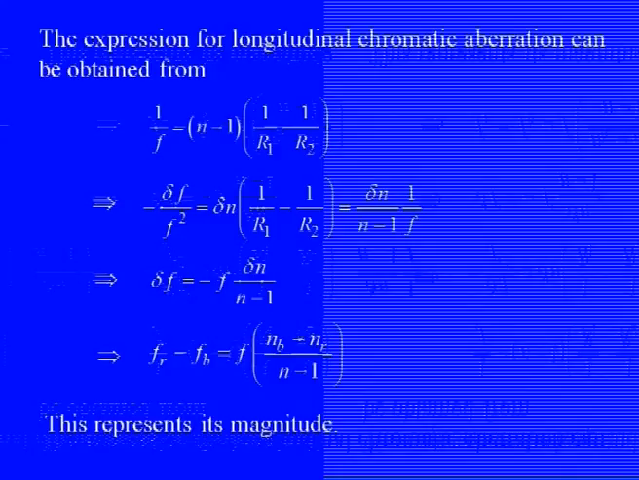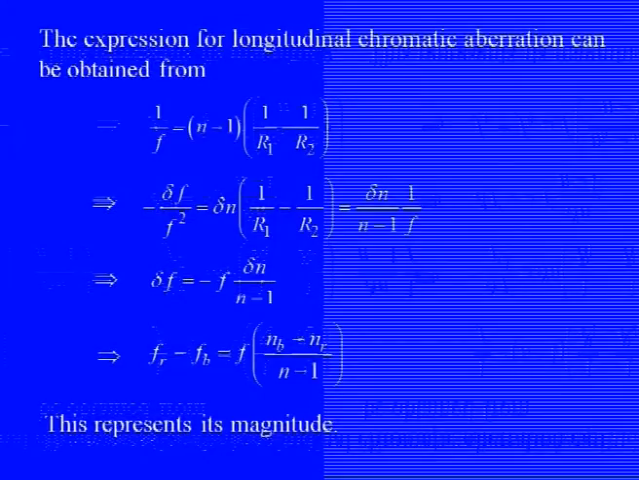The lens formula is 1/f = (n - 1)(1/r1 - 1/r2). We are assuming the same medium on both sides of the lens. If we differentiate it, we get -δf/f² = δn times this factor (1/r1 - 1/r2). We substitute its value, so this becomes equal to δn/(n - 1) times 1/f. So, δf = -f δn/(n - 1).